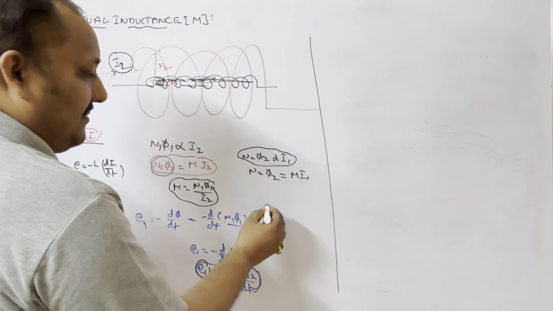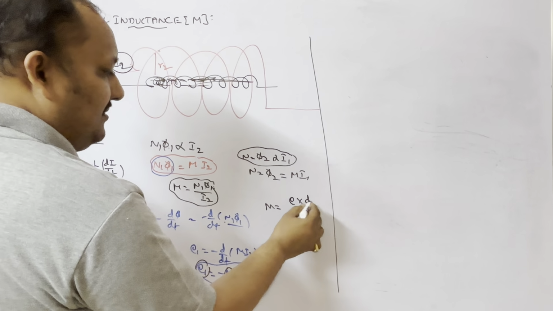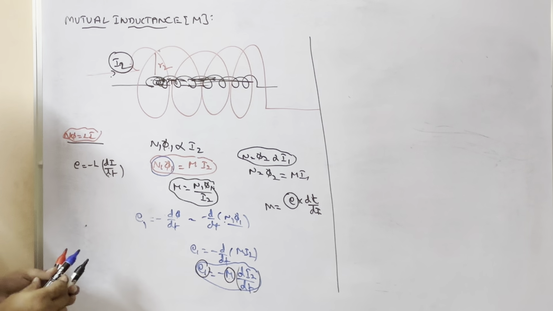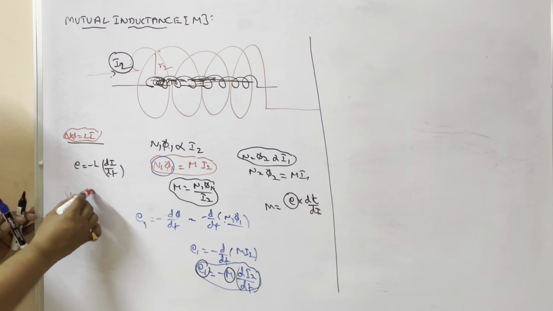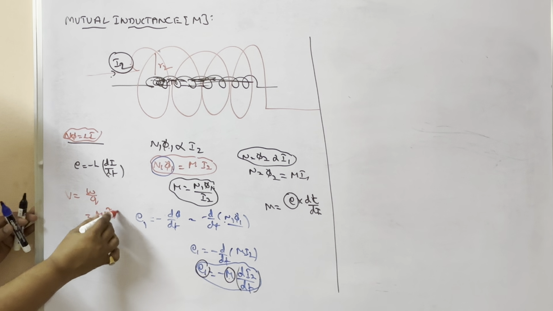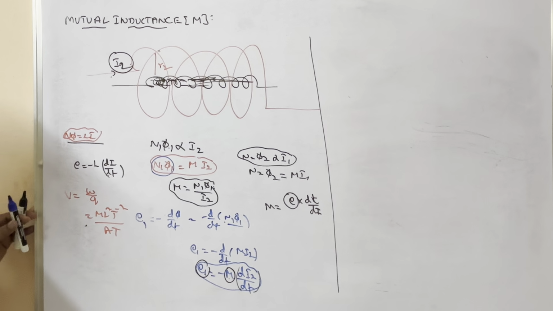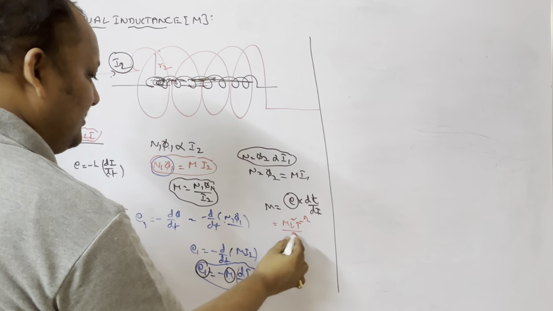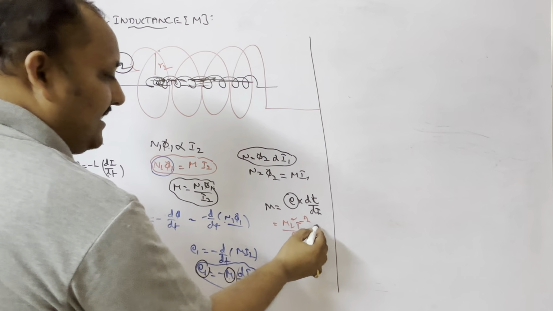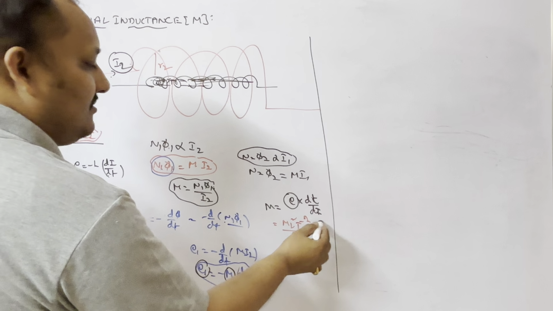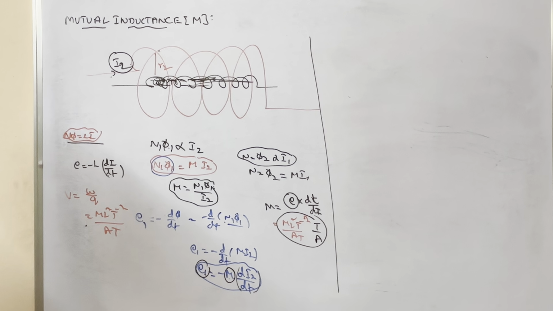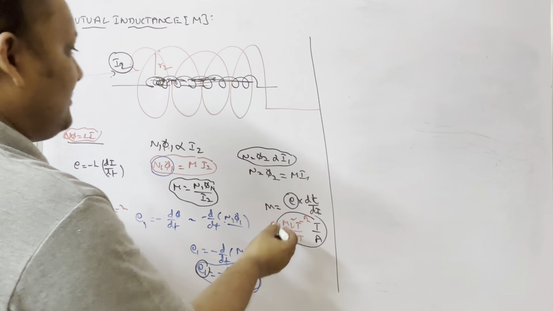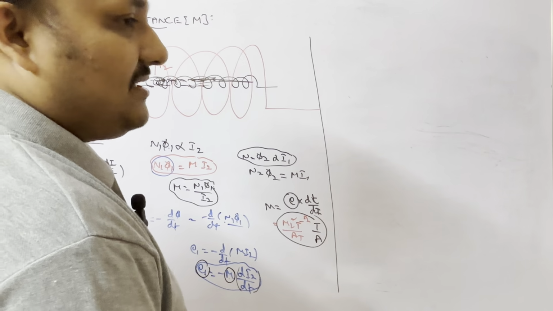How? If you want to write the dimension formula, M is equal to E into dt by di. Induced EMF means voltage. What is the voltage dimension formula? V is equal to W by Q, which is M L square T power minus 2 by A T. So that is EMF: M L square T power minus 2 by A T. Now dt means time, di means current, A. So you can divide this, and you are going to get the mutual inductance dimensional formula. Self-inductance and mutual inductance both give the Henry dimensional formula. Both are going to give the same answer.